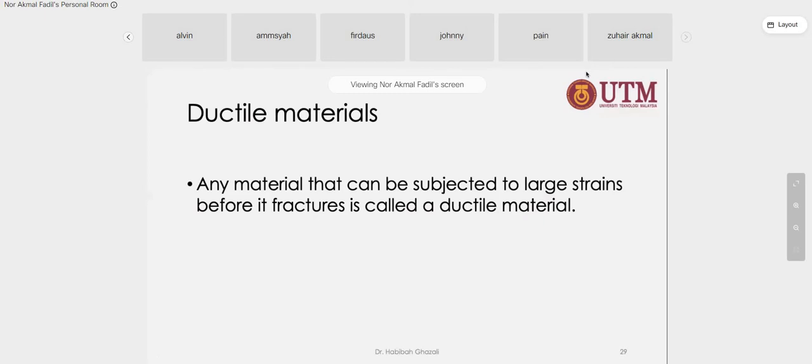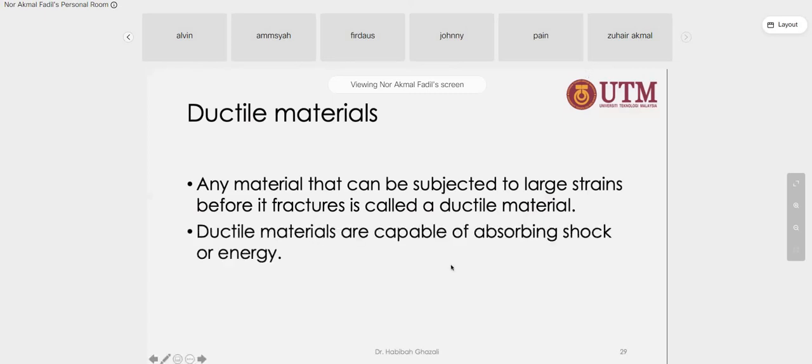ductile. Ductile is soft. Do not confuse with this word. Ductile means soft, meaning it's able to experience large strains, meaning that you can increase the length without breaking the specimen. So ductile materials are capable of absorbing shock energy.